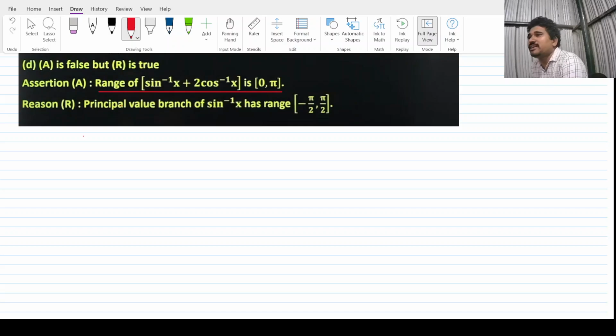Let's see. Before independence, we have to come out of this. Which world? Differentiation, calculus world. Very good.